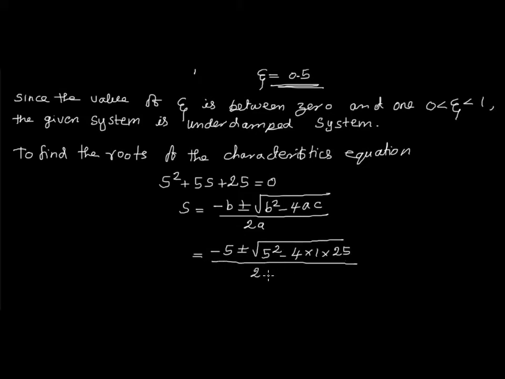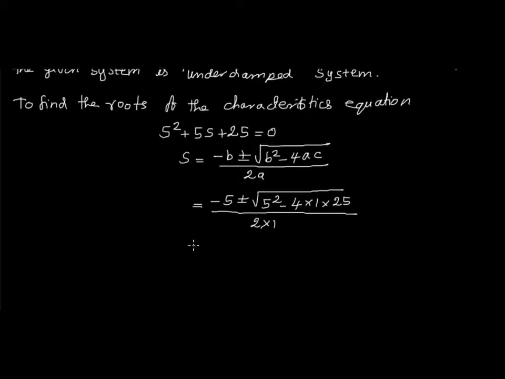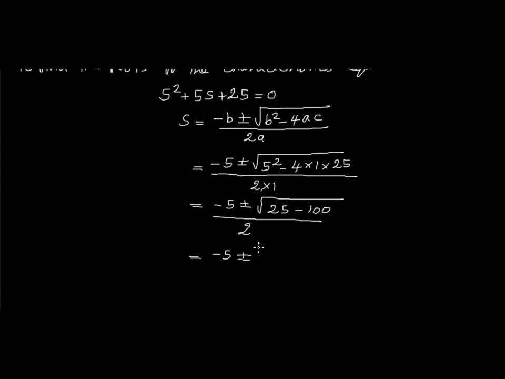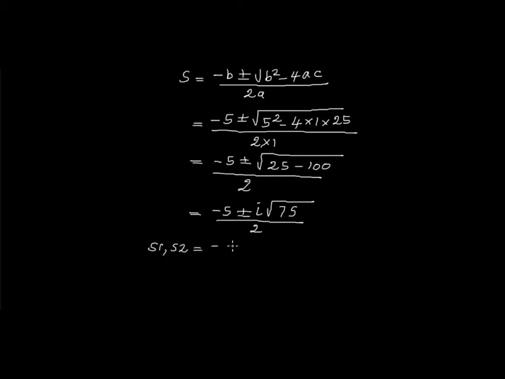If we substitute the values, we will be getting the value of s as a complex number: minus 5 plus or minus square root of 25 minus 100, divided by 2. If we take the square root and the minus term outside, we will be getting this complex number. So now the roots are complex and distinct.